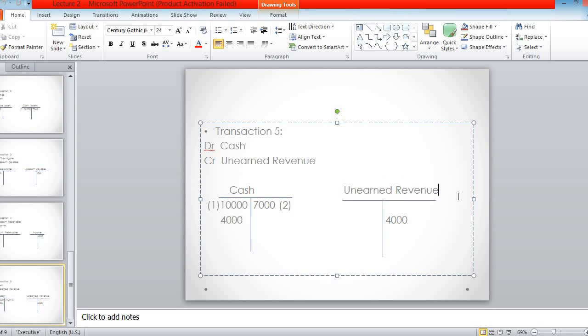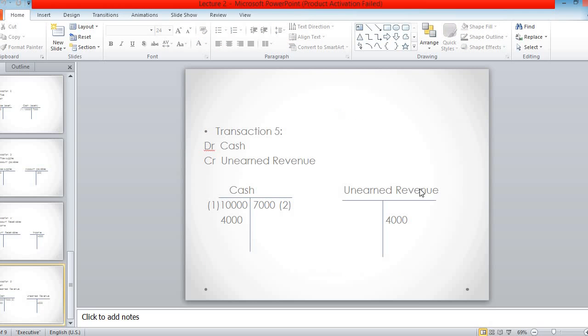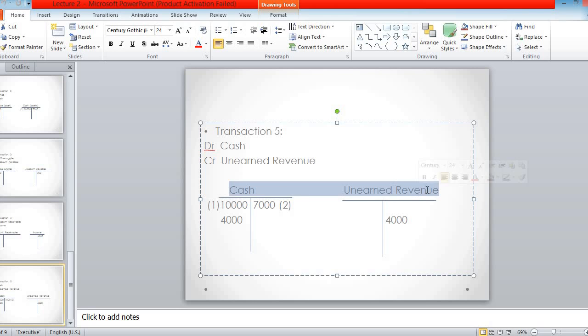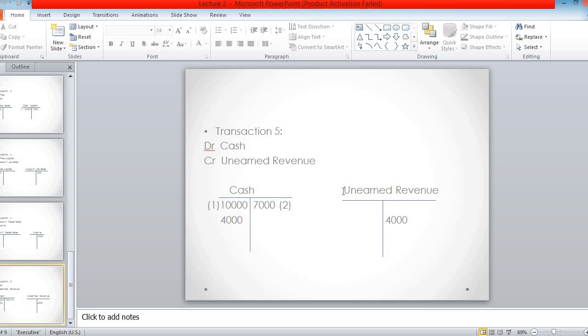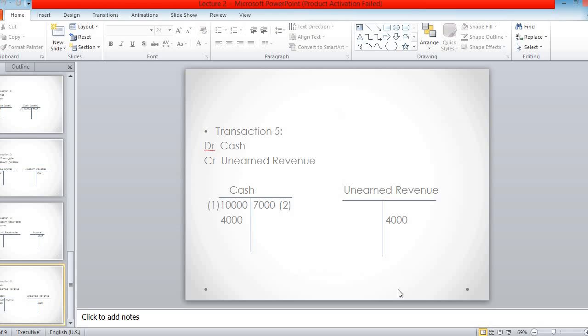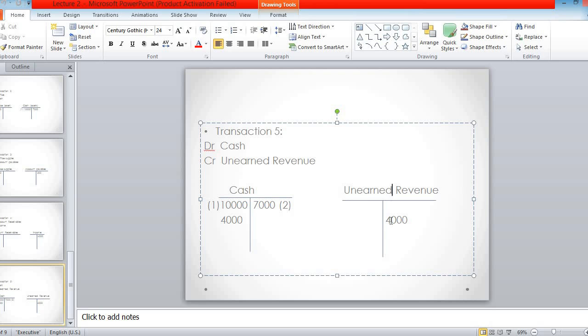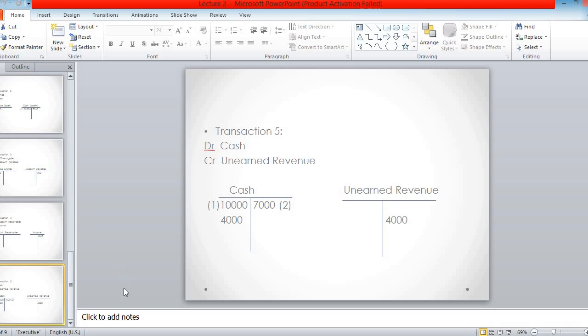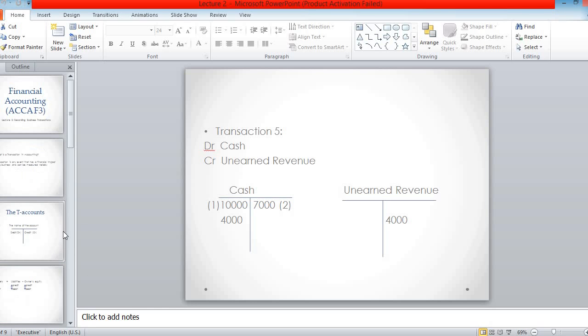So we have a liability, and we have to provide the service. This is called unearned revenue. We haven't provided services, but we got the payment. So this is a liability, and an increase in liability is a credit entry. So we have on the right hand side unearned revenue, a credit entry. So that's all for today, and in the next lecture we'll continue.